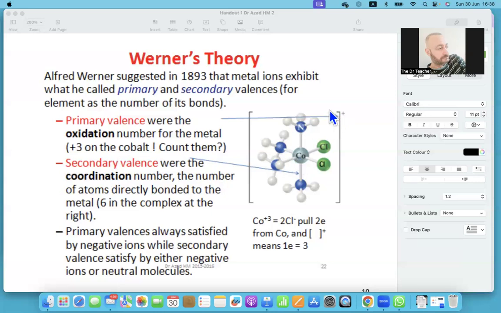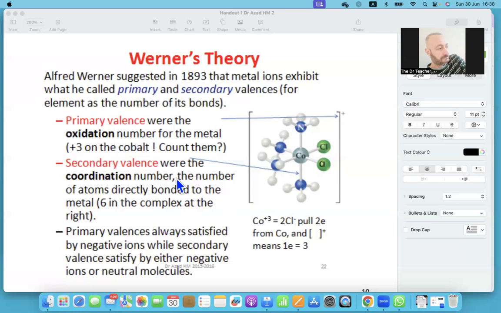cobalt, this outside the bracket is +1. That's because of the counter ion here. So the counter ion took 1 electron from the cobalt, leaving the complex as +1. So now cobalt lost 1 electron, and here cobalt lost 2 electrons for the halogen chloride. So in total it will be 3 electrons. So these are the oxidation number of the cobalt. So this is the primary valence.